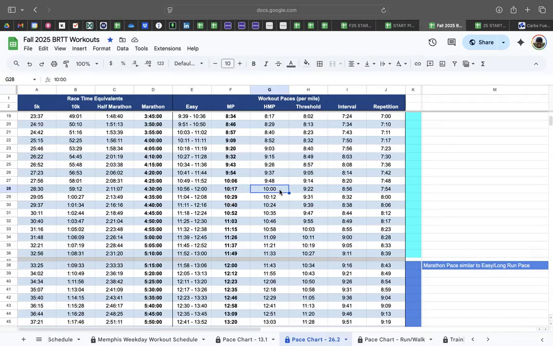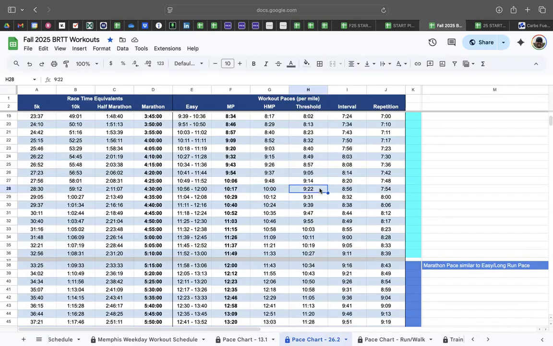We also have half marathon pace, which is going to be faster at 10 minutes per mile. And some of the workouts on the training plan do call for running either at half marathon pace or at marathon pace. So this is where you'd find what those paces are.